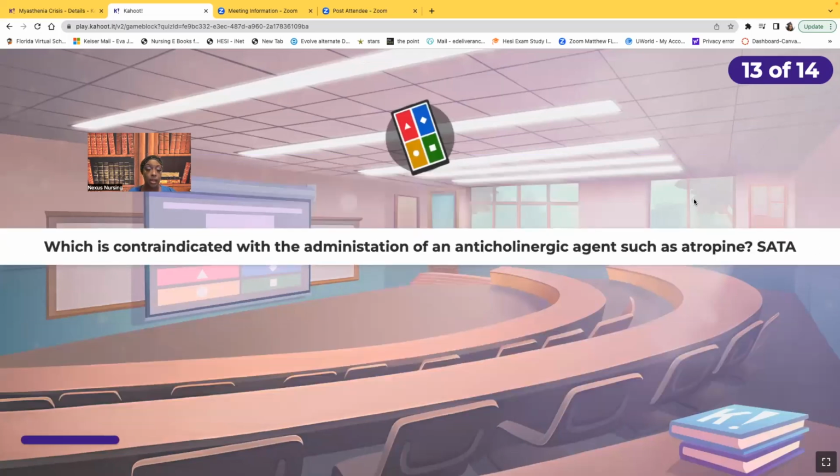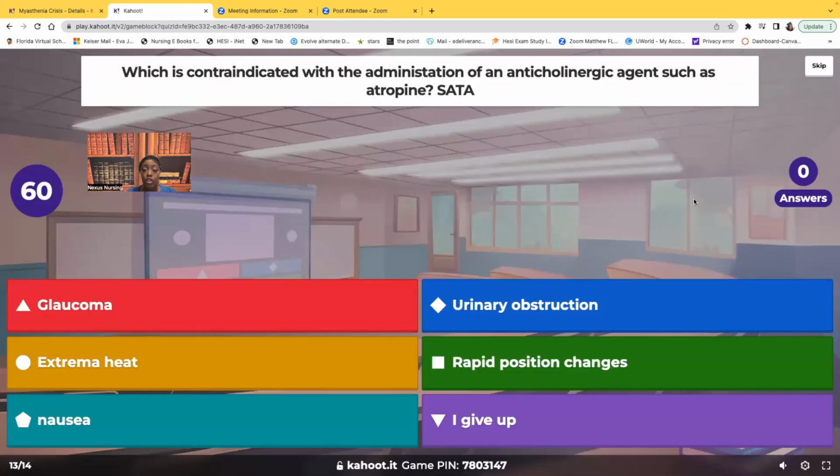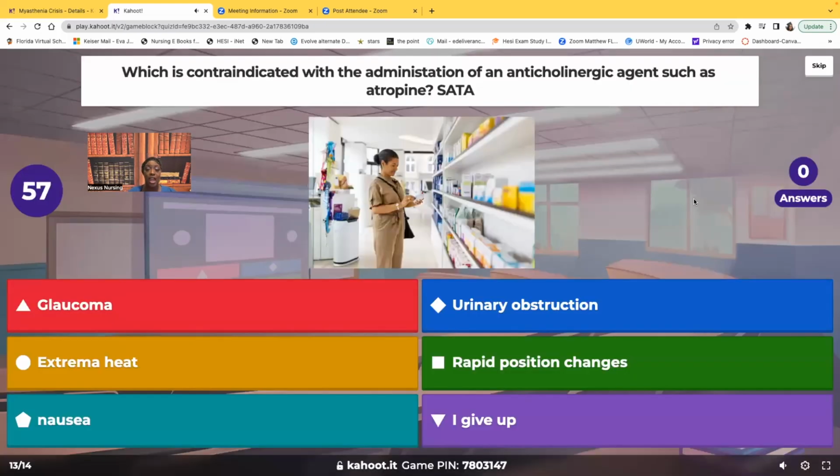Select all that apply. Which is contraindicated with the administration of an anticholinergic agent such as atropine? Which would be contraindicated? Glaucoma, urinary obstruction, extreme heat, rapid position changes, nausea, or Professor D, I have no idea, I give up. Now, before you answer, I want you to think about this. When you're thinking about the contraindications for the administration of anticholinergic agents, remember that poem: can't see, can't spit, can't pee, can't poop. What do you think the contraindications would be? Keeping that in mind.